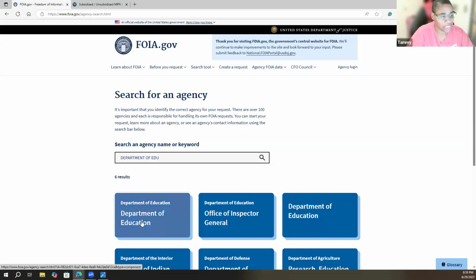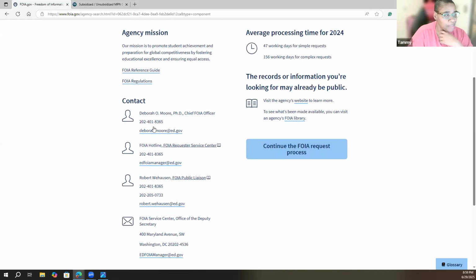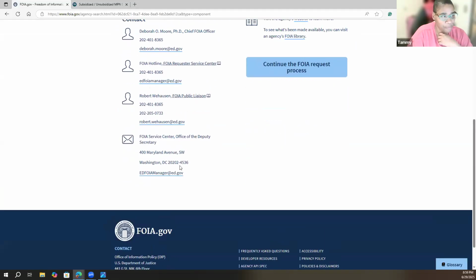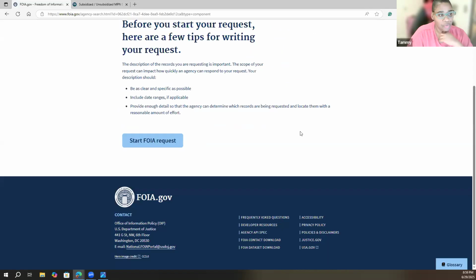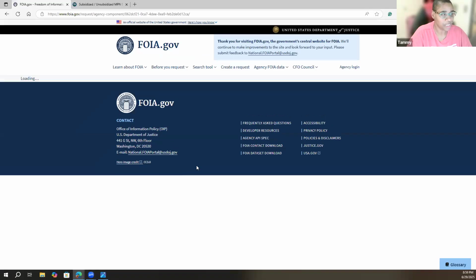So, Department of Education. Right here, it tells you what the processing time is, and this was in 2024, the records that you're able to request, what their agency mission is, and all of the contact information, okay? But you continue the Freedom of Information Act request. They tell you before you start your request, here are a few tips for writing it: the description of the records you're requesting, the scope of your request. Be as clear and specific as possible, indicate date ranges if applicable, and provide enough detail so the agency can determine which records are being requested, okay? So then you're going to hit that start.